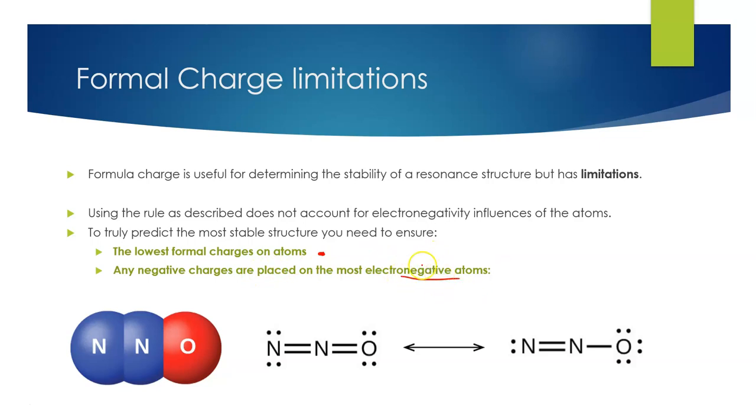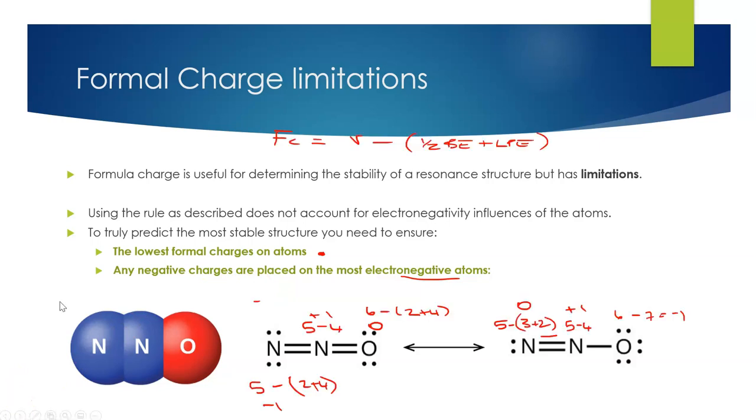What I want you to do now is pause the video, have a look at the 2 resonance structures given below for N2O, calculate the formal charge for each atom, and then using these considerations, lowest formal charges on the atom, so we want as many at 0 as possible, and the negative charge placed on the most electronegative atoms, remembering you can refer to your electronegativity table, I want you to work out which one of these would be the most significant contributor to the resonance hybrid. Once you've done that, come back and check your answer.